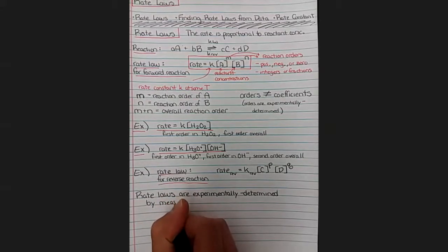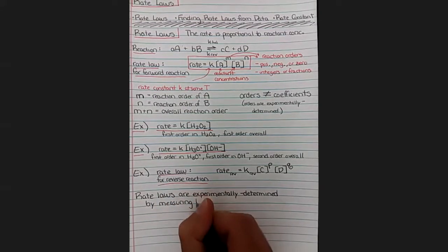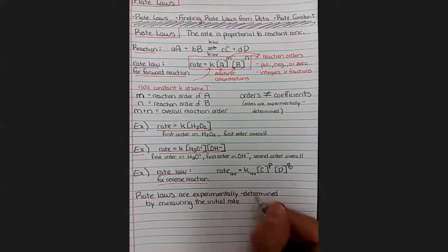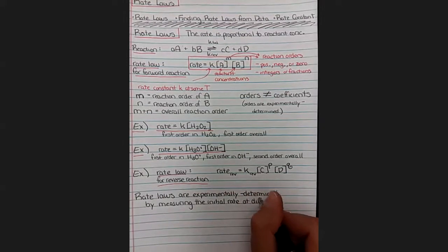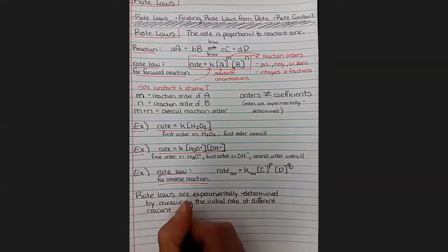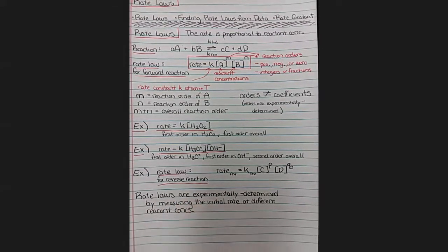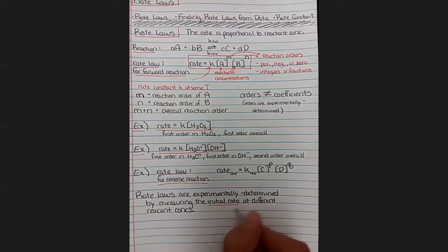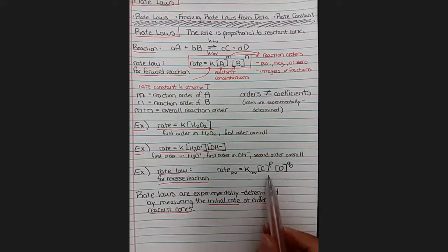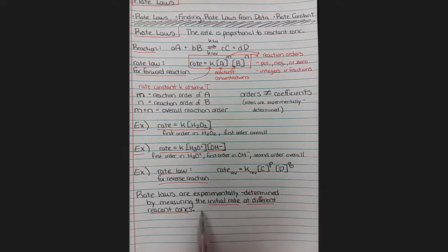is by looking at the rate. Specifically, the initial rate. So we look at the initial rate at different reactant concentrations. So we can change the concentrations we plug into our rate law. We could pick 1 and 1, 1 and 2, 2 and 3, 0.1 and 0.2. We can pick lots of different combinations of initial reactant concentrations, measure the rate law for each, and that allows us to solve for our unknown variables.